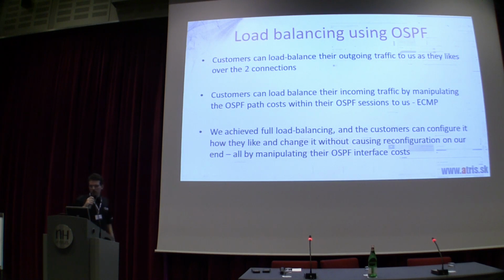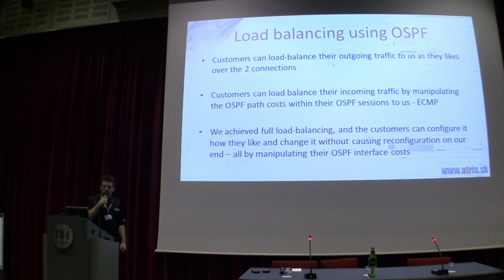So what about load balancing? Since we already have 2 routers and 2 links implemented, why not implement load balancing at the same time? And it's possible with OSPF. So customers can actually load balance their outgoing traffic to us as they like over the 2 connections. Because for us, we will be receiving the traffic and just routing it away. For us, it's not a problem. The traffic can come on any link.